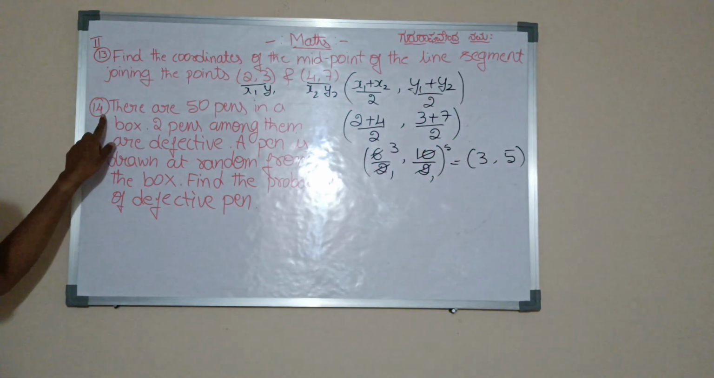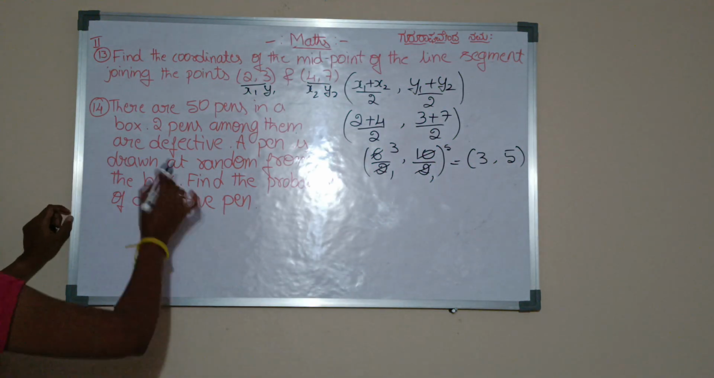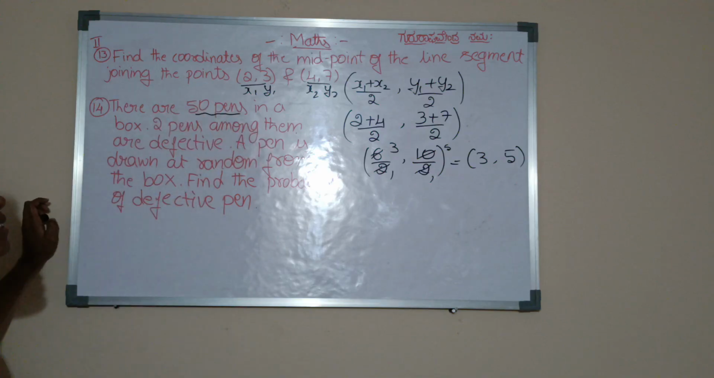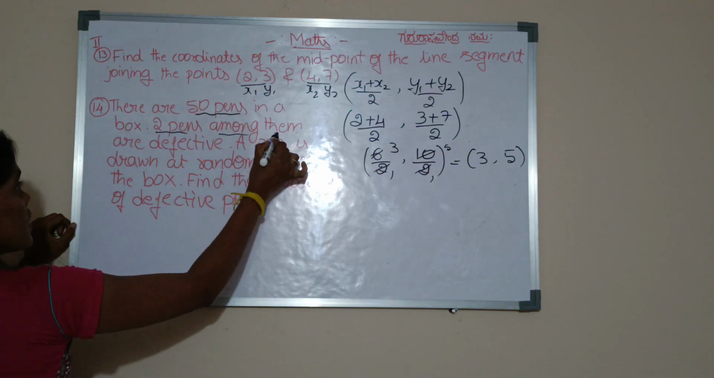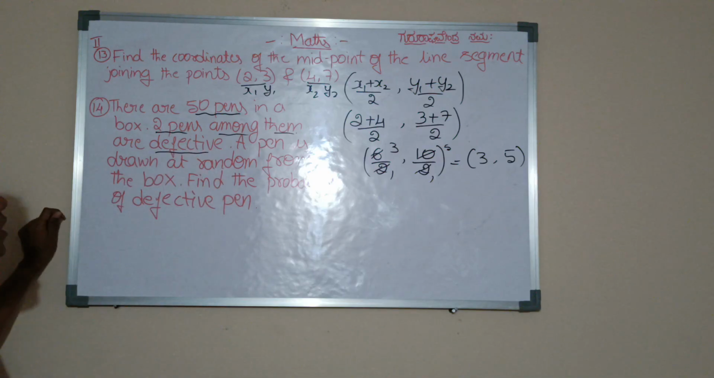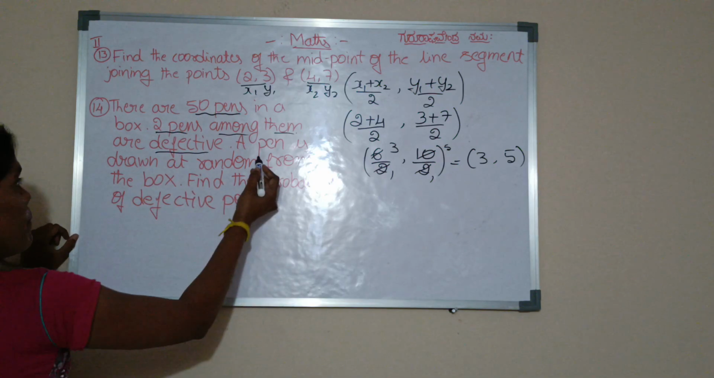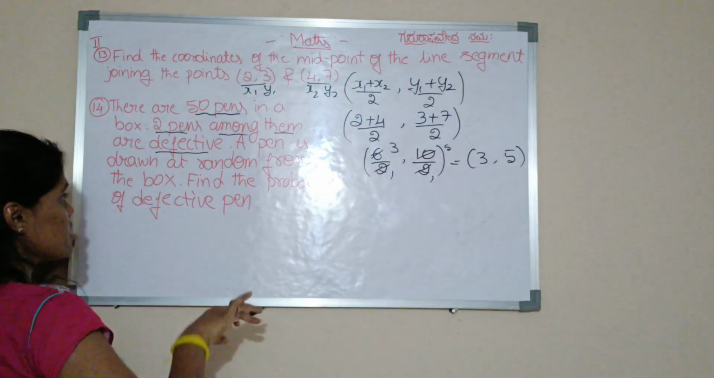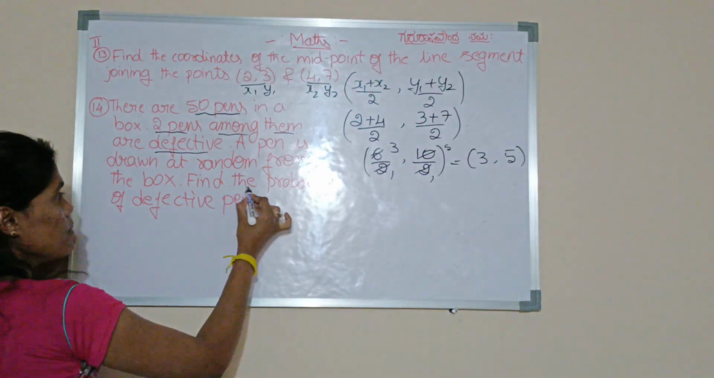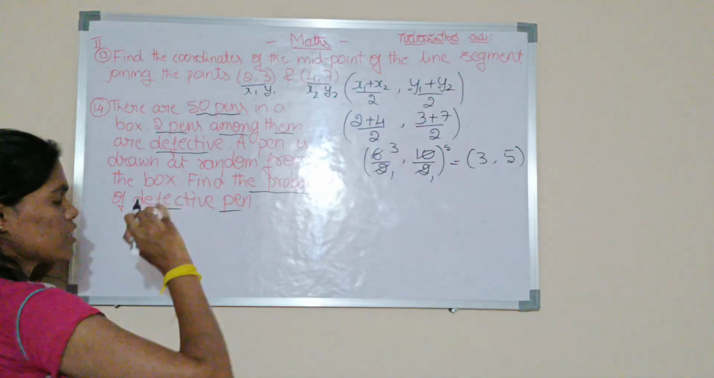Then the next question is about probability. There are 50 pens in the box. 2 pens among them are defective. Among 50 pens, 2 pens are defective, means they are not working. A pen is drawn randomly. They are picking some pens from the box. What is the probability of a defective pen?